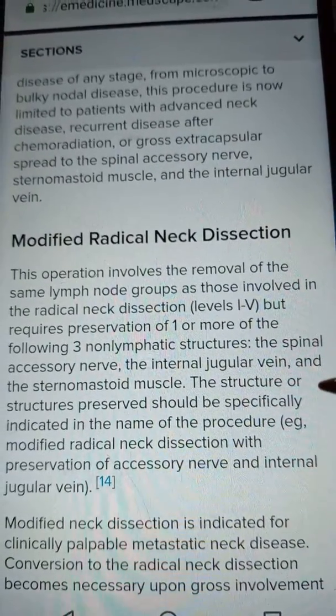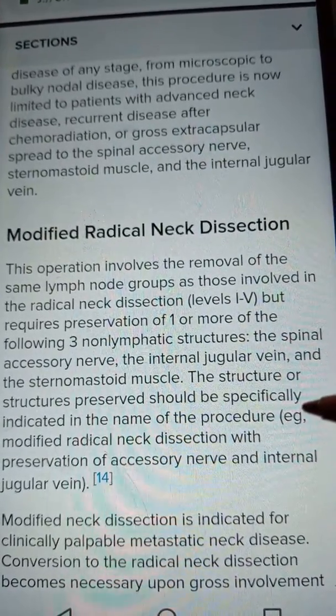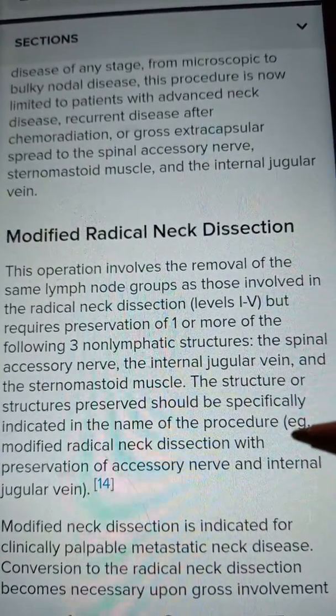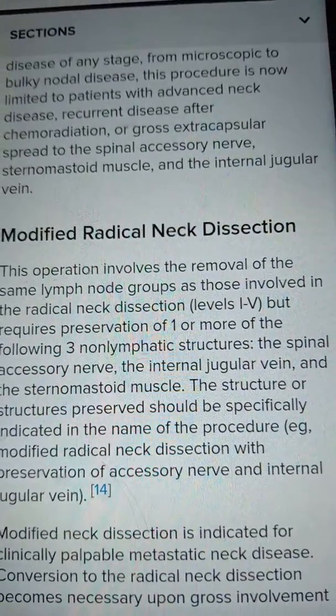The structure or structures preserved should be specifically indicated in the name of the procedure. For example, modified radical neck dissection with preservation of accessory nerve and internal jugular vein. Modified radical neck dissection.